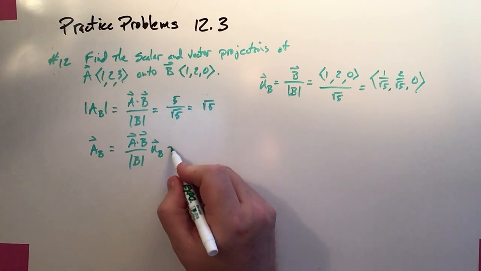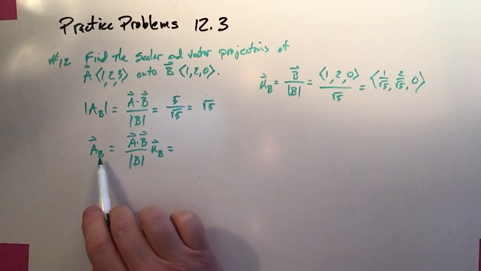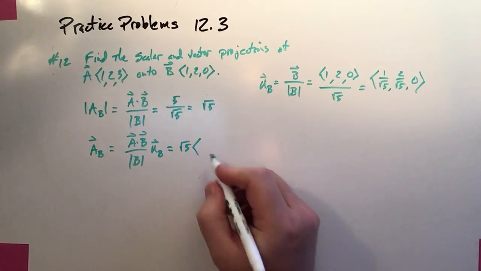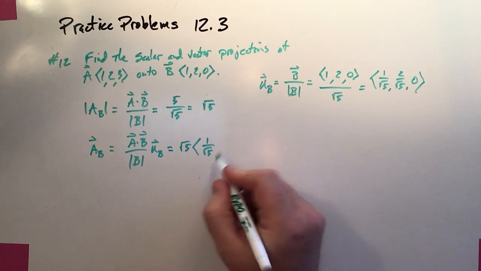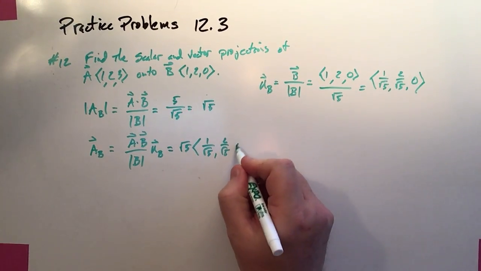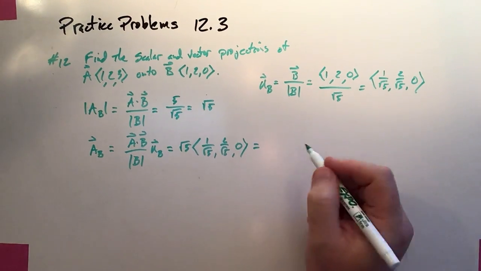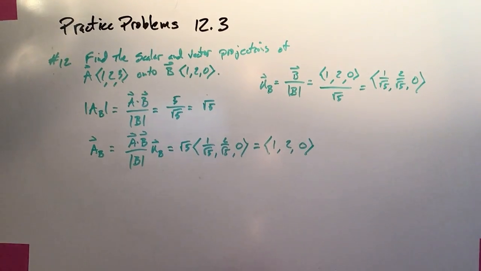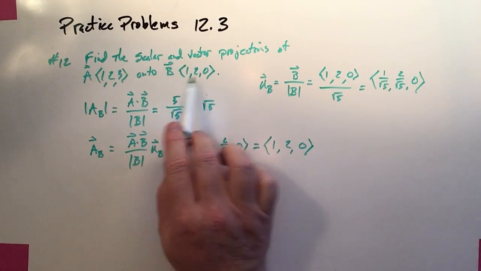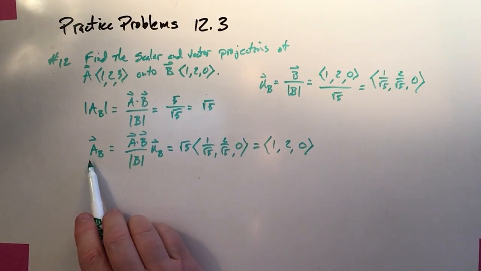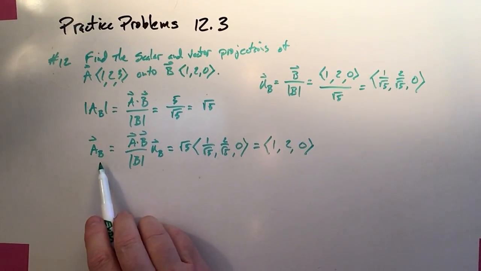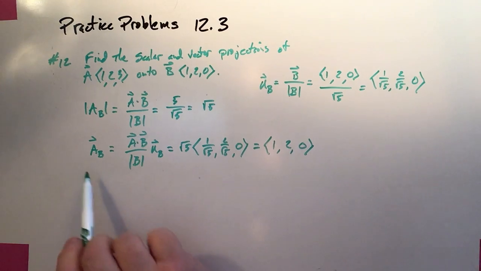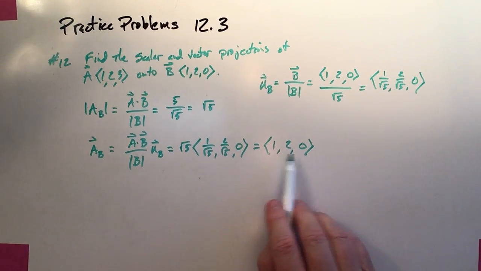So now I can take the square root of 5, which was the magnitude of the projection of A onto B, and multiply it by the unit vector in B's direction, which is 1 over radical 5, 2 over radical 5, and 0. And of course, that will produce the vector 1, 2, 0. So it turns out that vector B itself was exactly the right size to be the projection of A onto B. And this tells us something unusual: if we project vector A onto B, we're going to end up with a projection that's exactly equal to B itself.